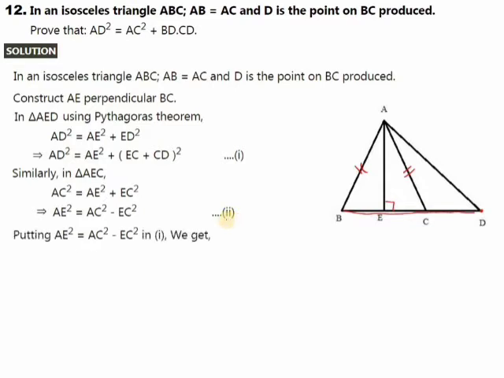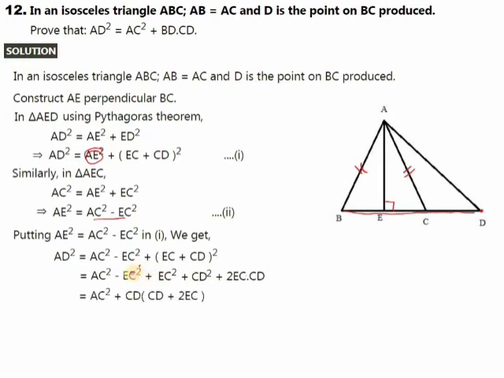Now putting the value of AE square from equation 2 into equation 1, let's see how much we get. We get this much. Now let's expand this. It is in the form of A plus B whole square, which is A square plus B square plus 2AB. Now what you see here is that these two get cancelled. Among the remaining terms, CD is common. When you take CD common, from CD square, CD is left, plus from the other term, 2EC is left.